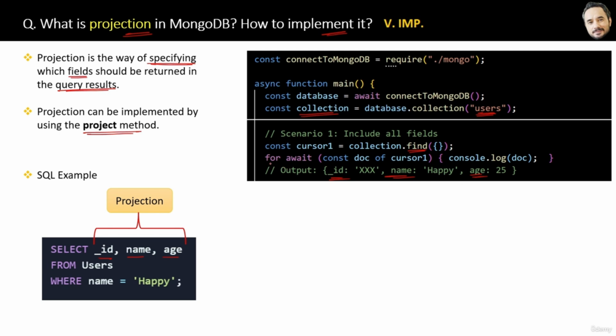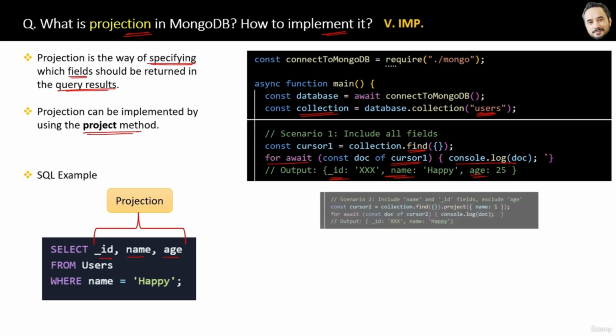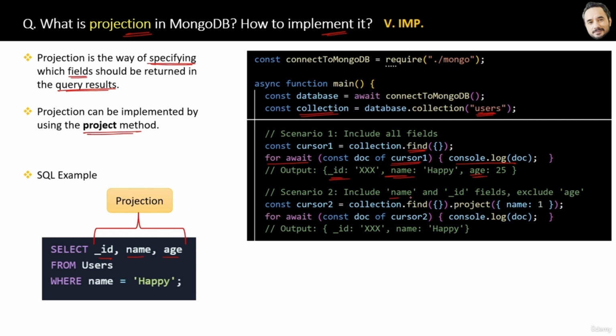Here we are using for await for iterating and logging the result which we are getting from the database, but you can use any other way also. Right now our focus is just on projection only. Now, in the second scenario, suppose we want only the name field. Now listen carefully. Then we will put the value 1 for the field name, and in the output we will receive ID and name only. Age will not be there, and ID will always be there by default.